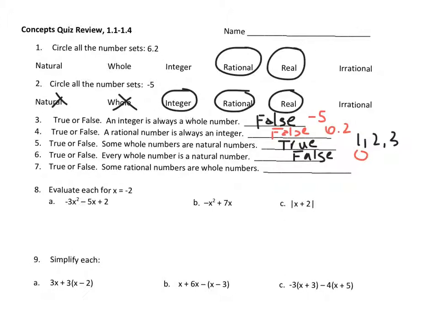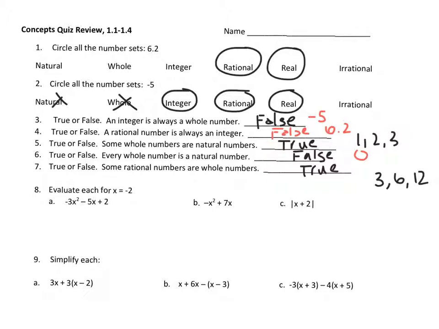Some rational numbers are whole numbers. That's true. Okay, some rational numbers, 3, 6, 12, those are rational numbers. They're also whole numbers.